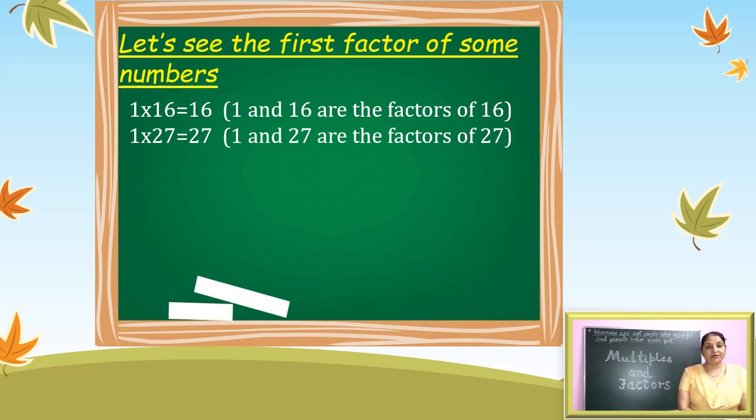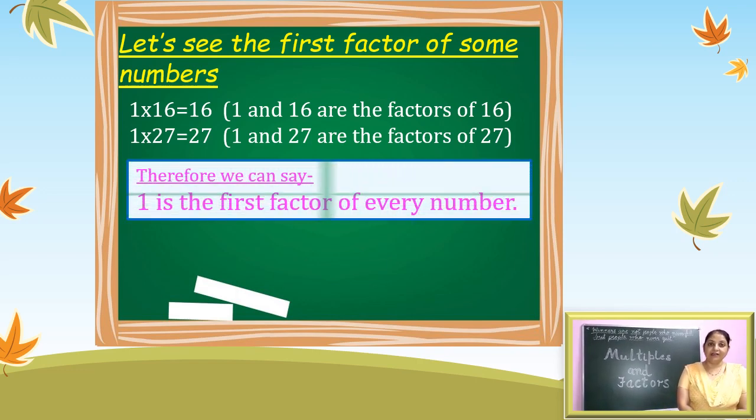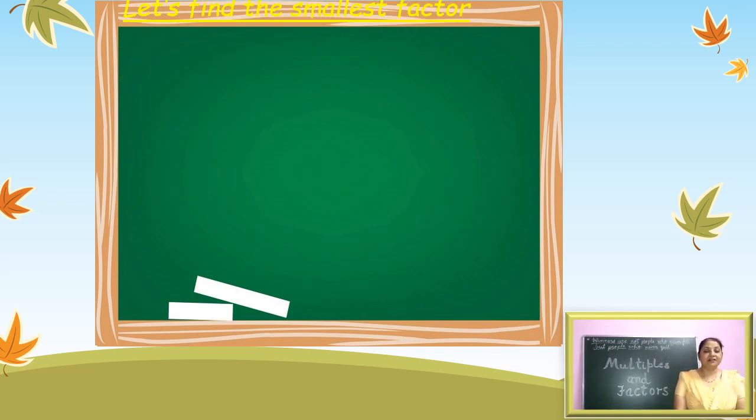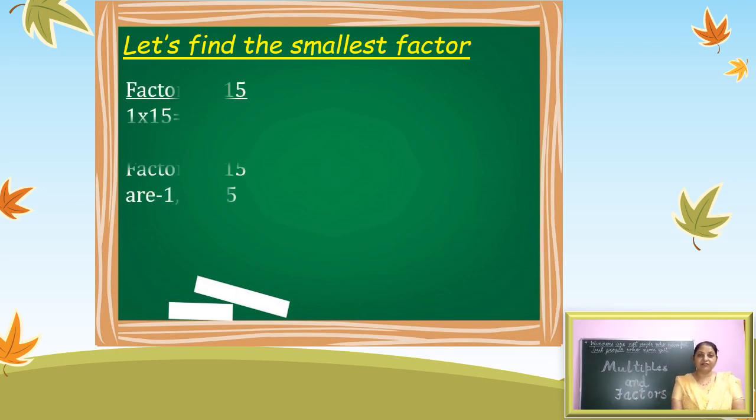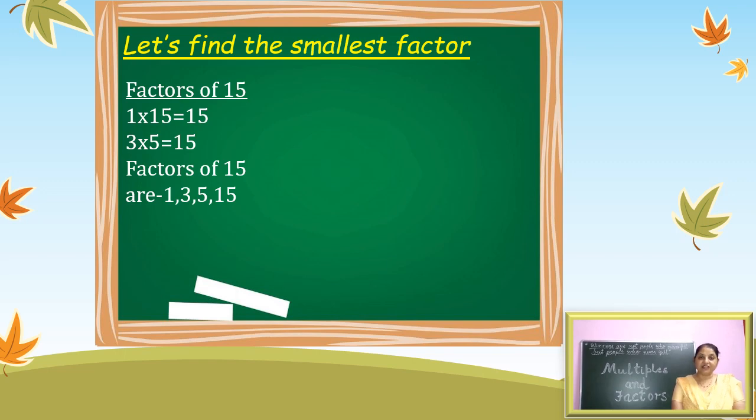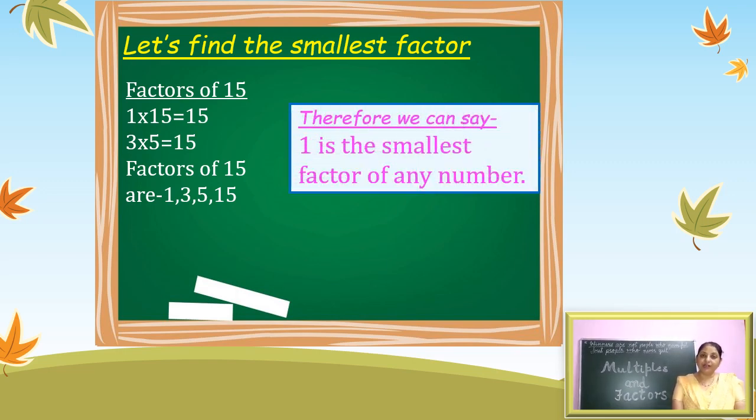Similarly, if we take more numbers, we will find the very first factor of a number is 1. So we can say 1 is the first factor of the number. Now let's find the smallest factor of the number. Here in this example I have listed out the factors of 15. The factors of 15 are 1, 3, 5 and 15. In this list, which is the smallest number here? 1. So we can again say that 1 is the smallest factor of any number.